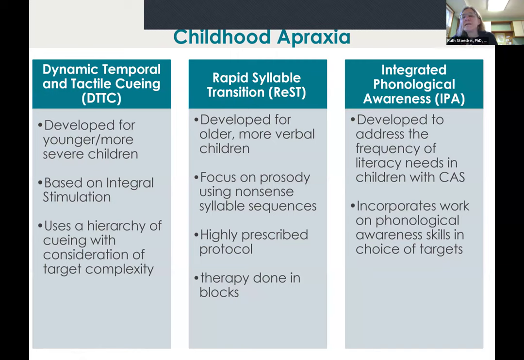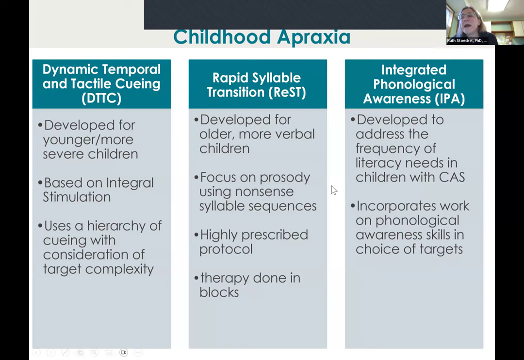So what are the treatments? These are treatments that have some research-based evidence for children with apraxia, but they're most appropriate at different times. DTTC is most appropriate for younger, more severe children. Rapid syllable transition treatment is more appropriate for older children who are more verbal. So when you ask about what are the best interventions, it depends on the age and the severity of what the child is doing.